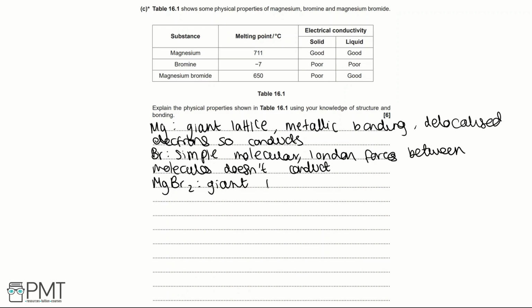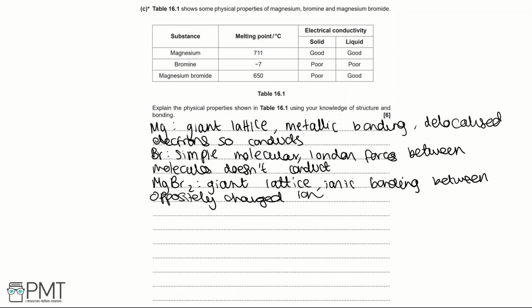So this is between oppositely charged ions. In a solid, the ions can't move, but in the solution, the ions can move. And in solution or as a liquid, when they're moving, they can conduct a charge. So that's why in the table we've got it's a poor electrical conductor as a solid, but a good electrical conductor as a liquid. Then we need to look at why the melting points are different, because we've covered electrical conductivity, but we haven't done anything about melting points yet.